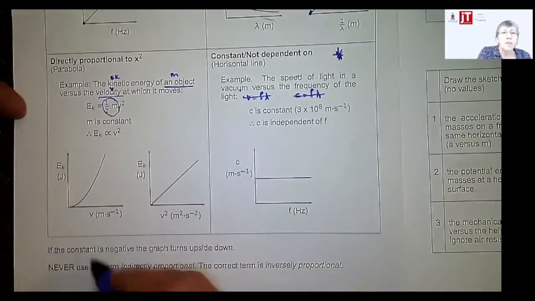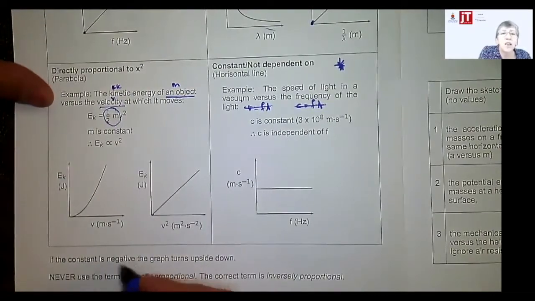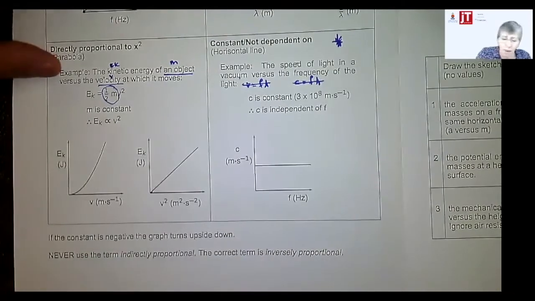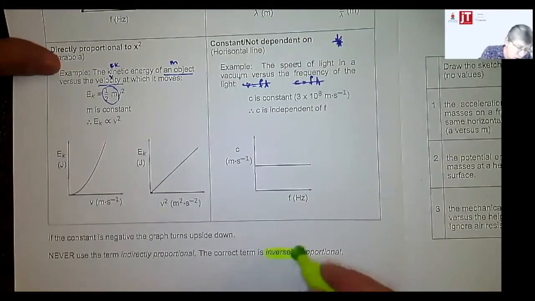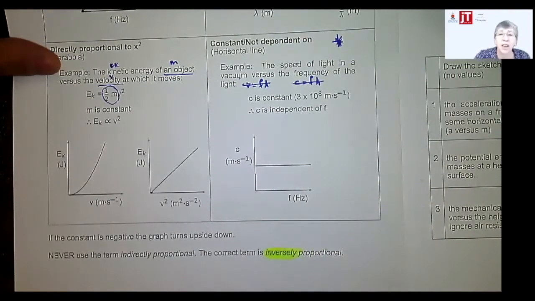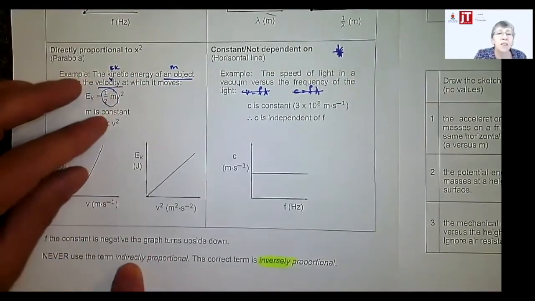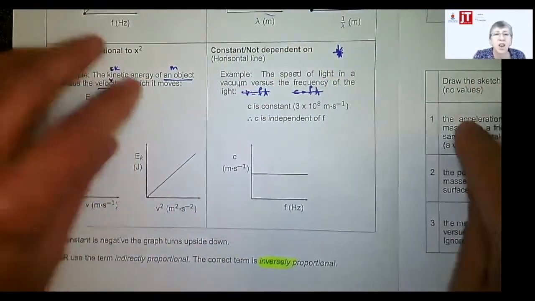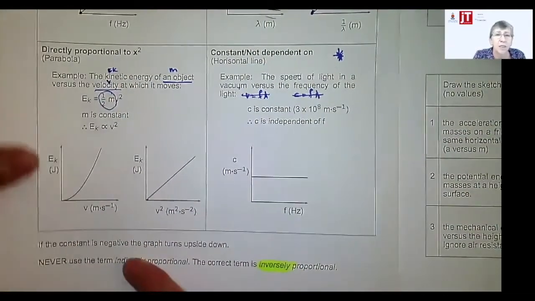Then we're moving on. Now, we've drawn these basic shapes of graphs, but if that constant was negative, the graph would have turned upside down. Also, make sure that you use the correct terminology. When we are working with inversely proportional, don't use the word indirectly. It must definitely be inversely. Indirectly is something else. If you compare things indirectly, it's A compared to B and B compared to C. So A and C are not directly compared, they're indirectly compared. We're not using that, right?